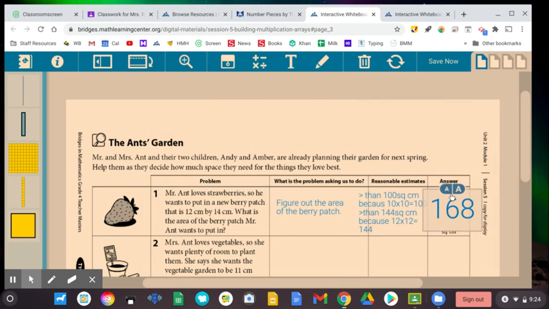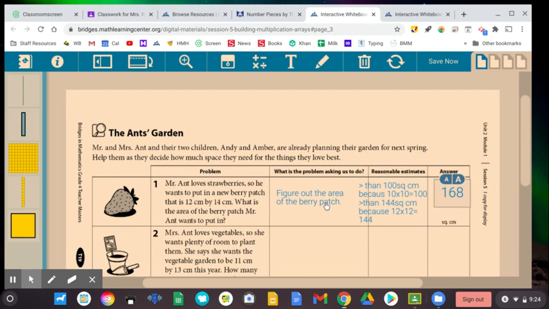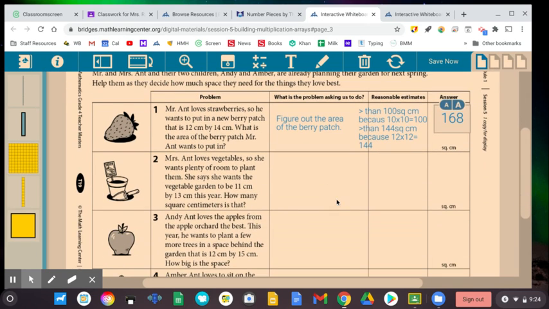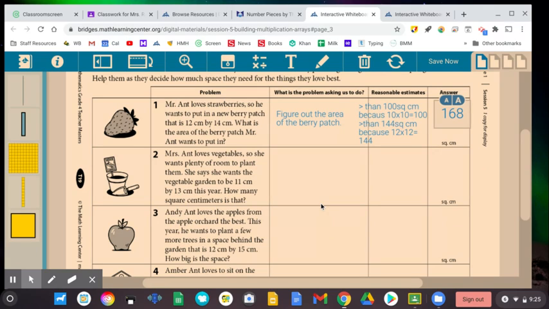It's kind of big. Make it smaller. There we go. Okay, moving on to number 2. It says, Mrs. Ant loves vegetables, so she wants plenty of room to plant them. She says she wants the vegetable garden to be 11 centimeters by 13 centimeters this year. How many square centimeters is that?